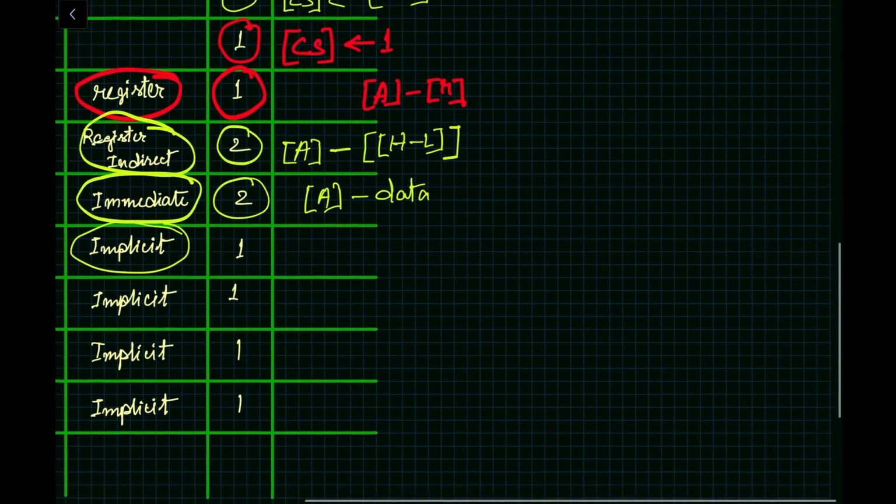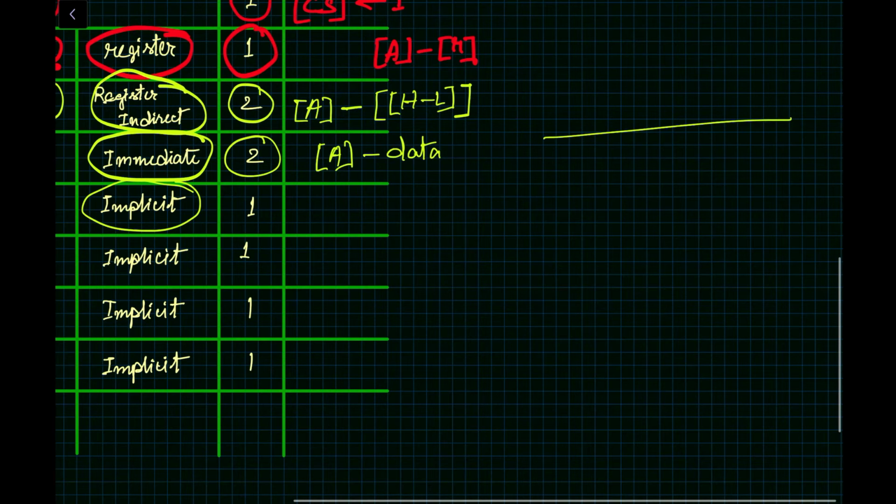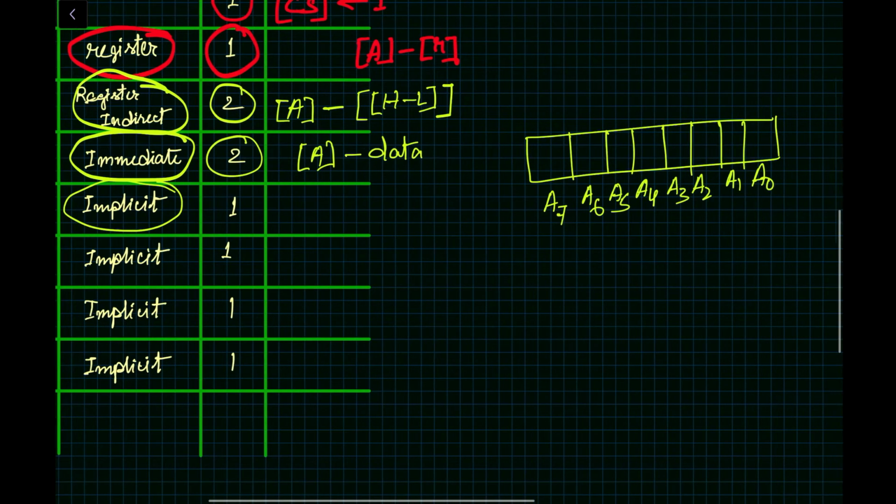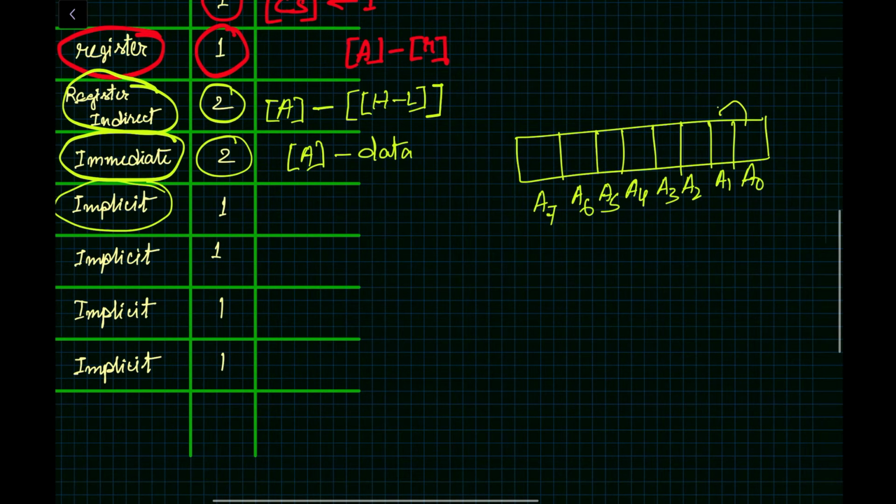Suppose we have the accumulator that will hold 8-bit data. Let me show you here. Suppose these are the 8-bit data: A0, A1, A2, A3, A4, A5, A6, A7. This is the given data. Now what we have to do is rotate the content of the accumulator to the left. That means each of these bits will be shifted by one position, so this bit will come here, this bit will come here, like this.